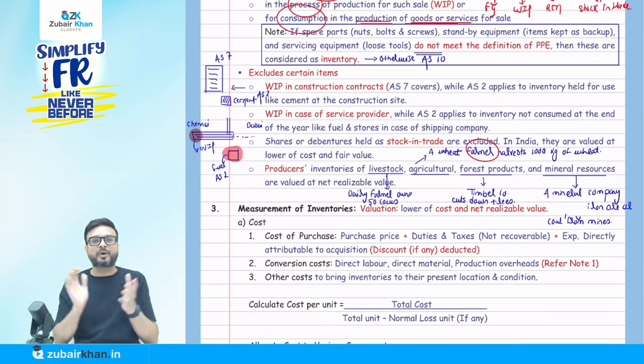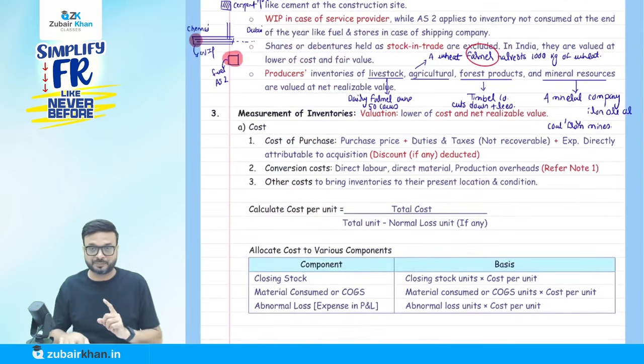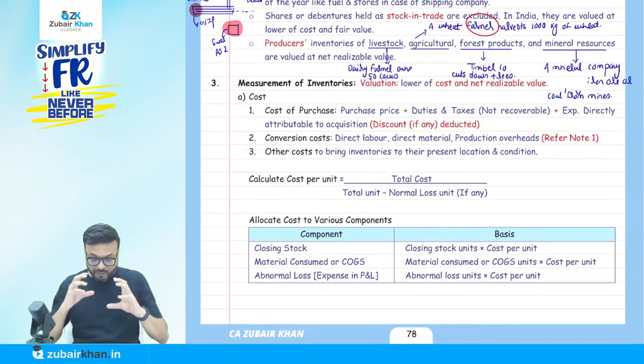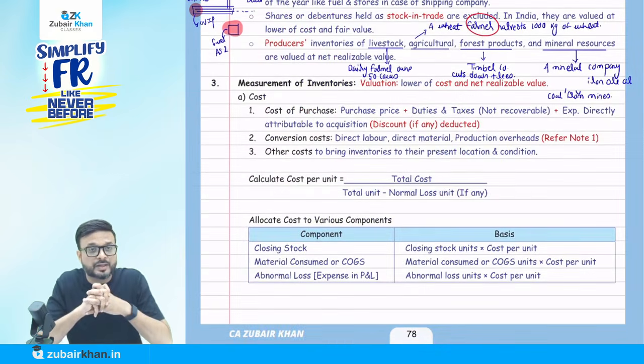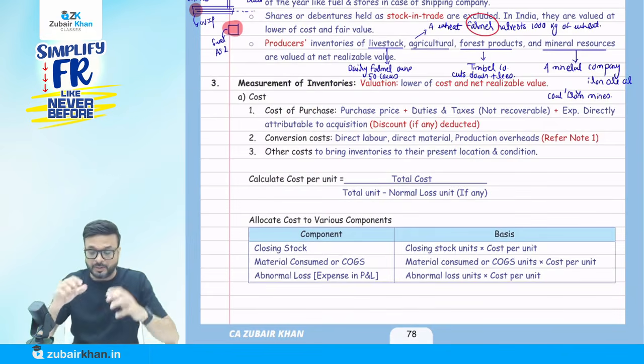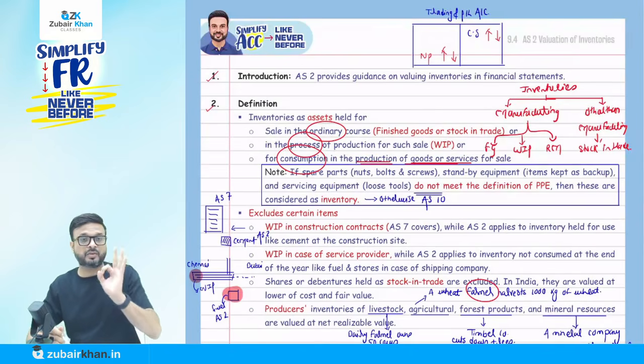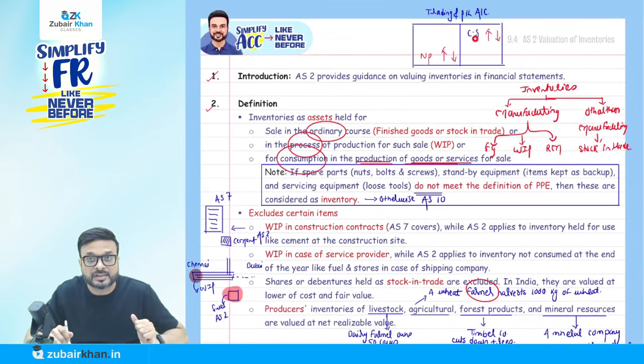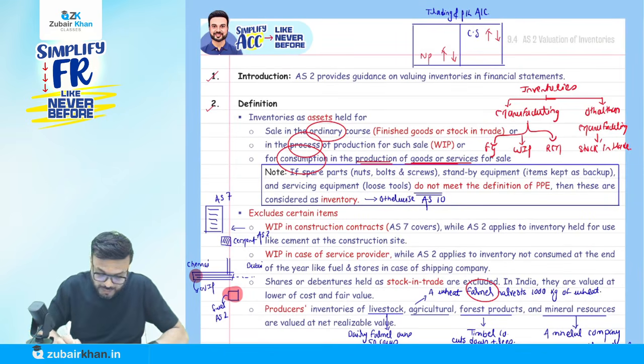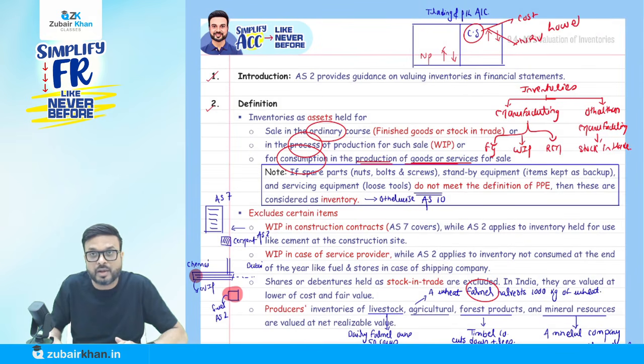Now, a very important point starts here. When we talk about measurement, Accounting Standard 2 says, when we talk about the closing stock, this is very beautiful. Listen carefully to me, each and every word. When we talk about this closing stock, the valuation should be done at cost or NRV, whichever is lower. So the closing stock valuation should be done at cost or NRV, whichever is lower. I will tell you why lower. Why lower?